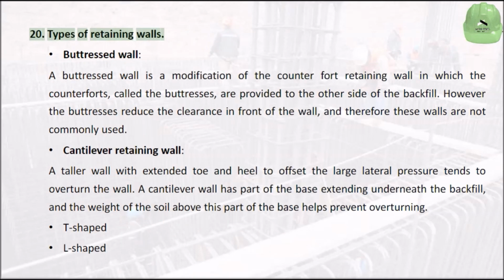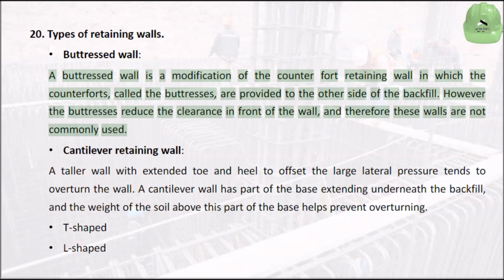Types of retaining walls. Buttressed wall. A buttressed wall is a modification of the counterfort retaining wall in which the counterforts, called buttresses, are provided on the other side of the backfill. However, the buttresses reduce the clearance in front of the wall, and therefore these walls are not commonly used.